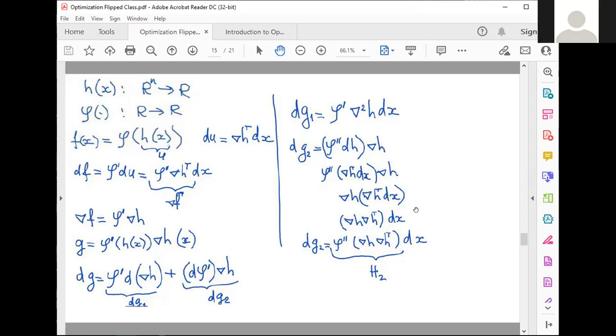So eventually H, the Hessian, should be a matrix, if I'm understanding correctly. Yes. So what makes this term DG2 into a matrix? Because phi double prime is a scalar. DX is a vector, I'm assuming. H doesn't include DX. So this is the most important thing: nabla H multiplied by nabla H transpose, and that is not the same as nabla squared H.